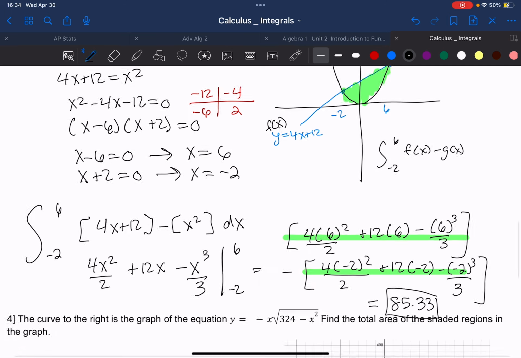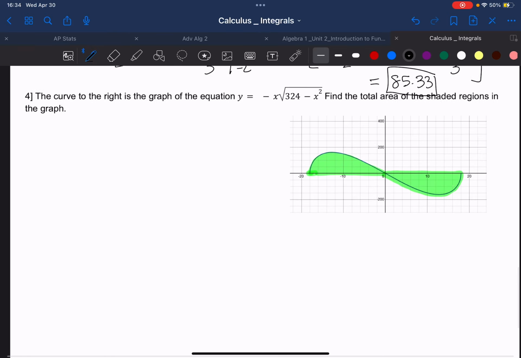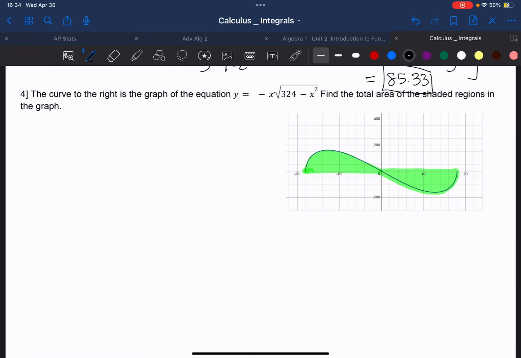And then the last example here says the curve to the right is the graph of the following equation. Find the total area of the shaded regions in the graph. Okay, well, first thing that we have to do is find exactly where it intersects the graph here. So there's an intersection here, we know there's one here, and there's one around here.